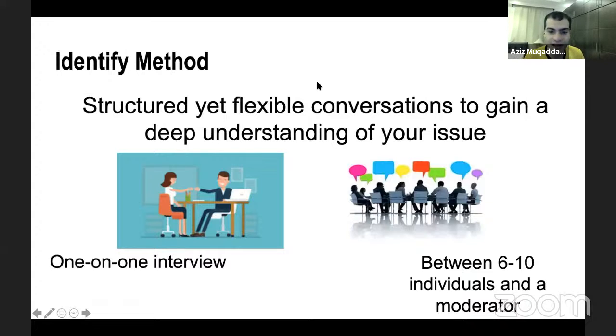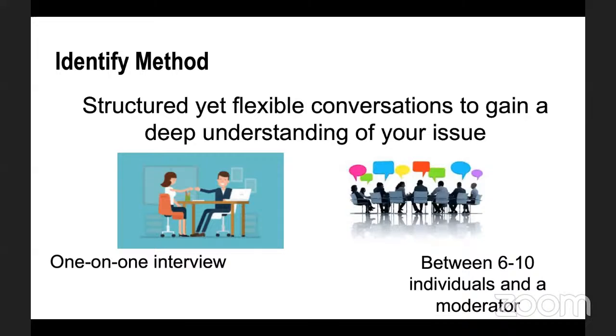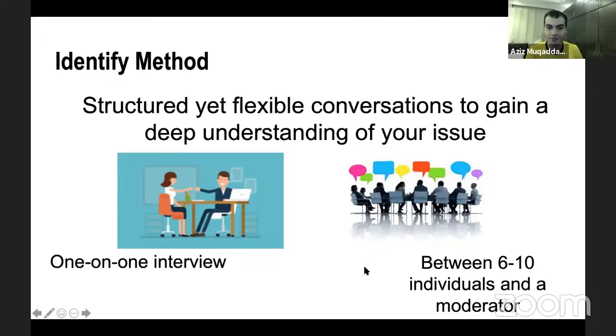Does an interview have to be structured or not? No. Yeah, that's right. Interviews could be structured, unstructured, or semi-structured, as we mentioned. Interviews don't have to be formal. They could be semi-structured, which is what I meant by structured yet flexible. And if you want a deep understanding of your issue, you can do either one of them.